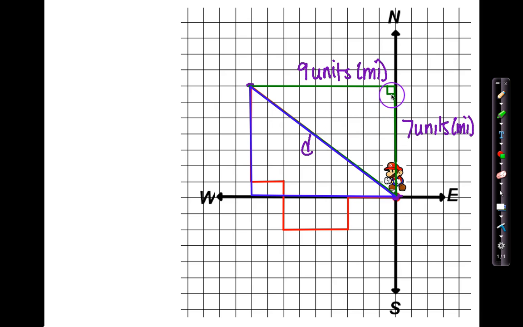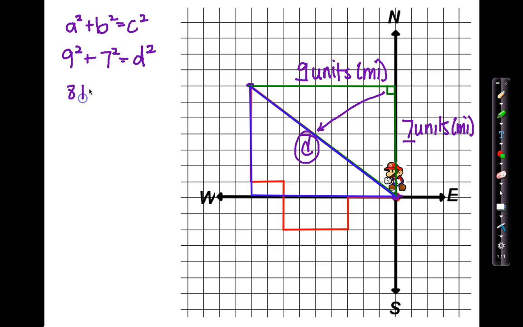So notice, since I have a right triangle, I'm allowed to use the Pythagorean theorem. I'm going to go ahead and call D the hypotenuse. So therefore, 9 and 7 are the legs. So using my formula, Pythagorean theorem, which is a squared plus b squared equals c squared, I'm going to go ahead and plug in 9 for a, 7 for b, and D for c. So that's going to give me 81 plus 49 equals D squared. 81 plus 49 is 130. 130 equals D squared. I'm not quite done yet.